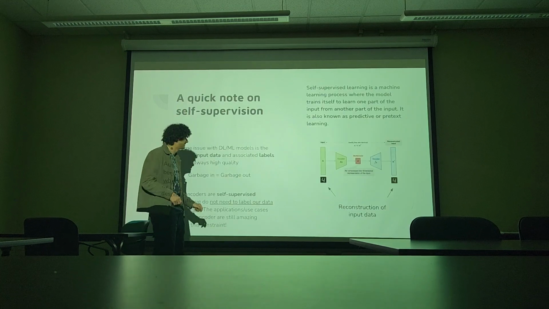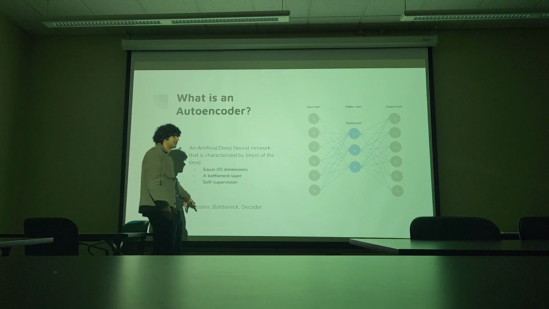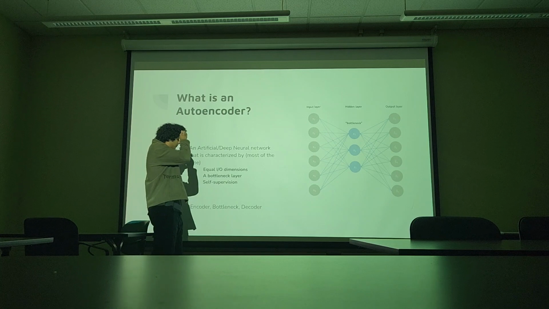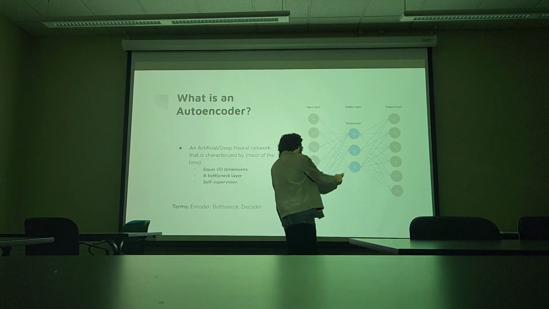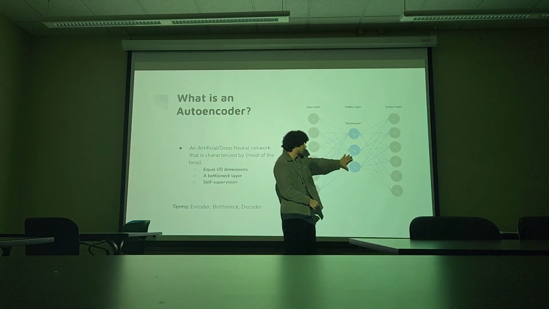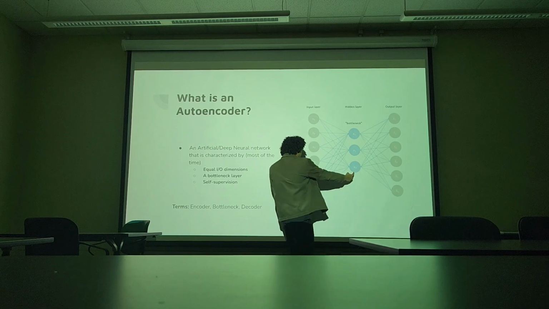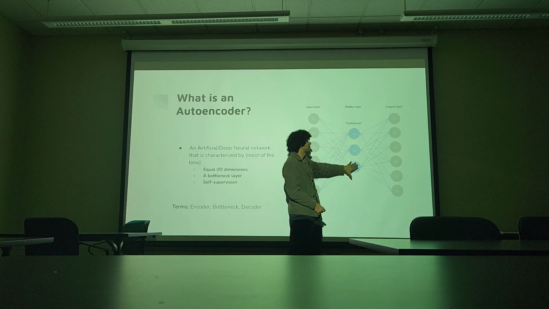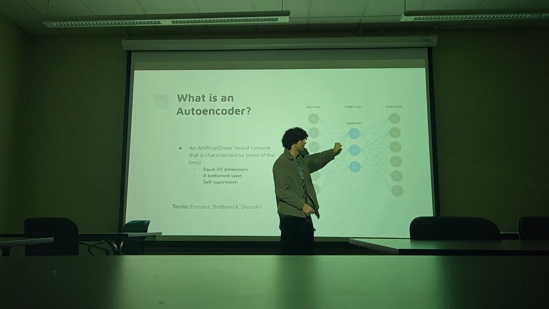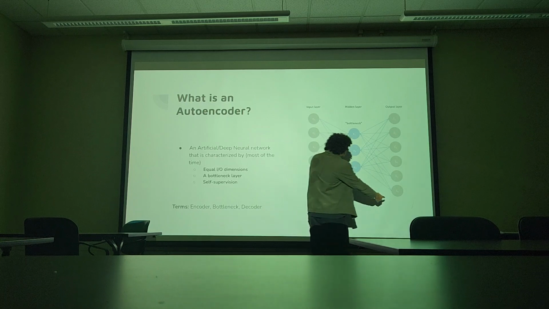There are three terms here that I'll define so I can use them throughout the presentation. The encoder is basically this section, the part that takes the input and makes it smaller. This is called the bottleneck, which is a pretty self-explanatory term. It's just the small part of the neural network that compresses the data. And this is going to be called the decoder.